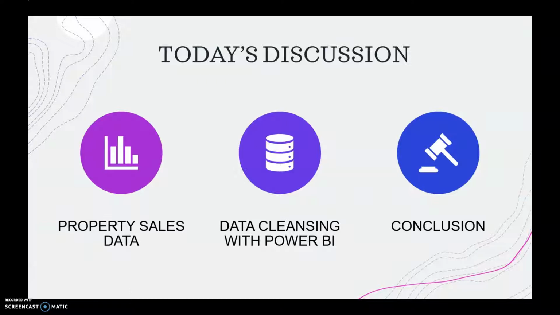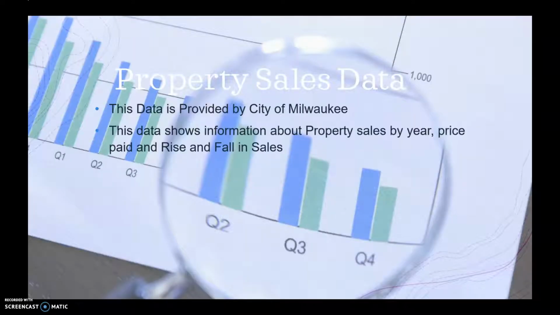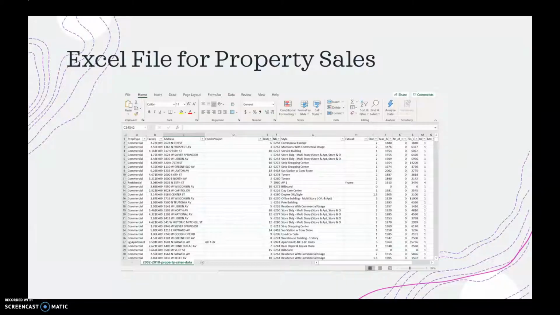So what is today's discussion? Today we are going to discuss property sales and data, how to cleanse the data with Power BI, and what the conclusion is. Today we have data from the city of Milwaukee about the property sales which happened between 2002 and 2018. This data contains information about property sales by year, the prices paid, and the rise and fall in the price.